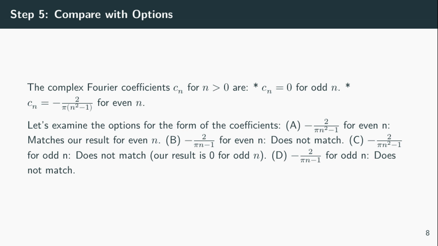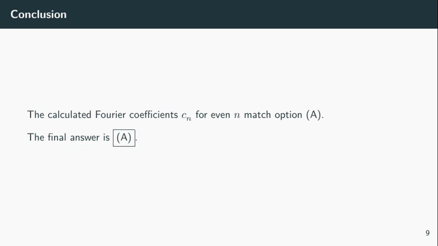B: minus 2 over pi times n minus 1 for even n. This does not match. The denominator is different. C: minus 2 over pi times n squared minus 1 for odd n. This does not match. We found Cn is 0 for odd n. D: minus 2 over pi times n minus 1 for odd n. This does not match. So based on our calculations, the Fourier coefficients Cn for even n match option A. Therefore, the final answer is A.